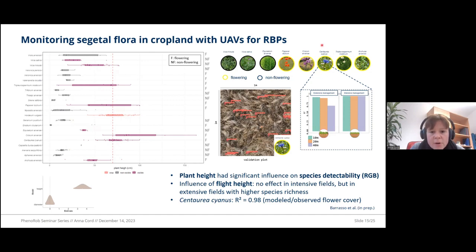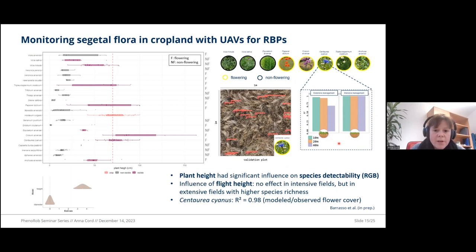For now, we have done the model for the cornflower, which is a very prominent species, often proposed also for result-based payments in agriculture, and which works quite nicely. You see the results here. This is the correlation between the modeled and the observed flower cover, really observed in the field, in our field data set. We see it works nicely for this flower. We also see that in the intensive management, the flight height does not have such a big impact on the accuracy of the models.